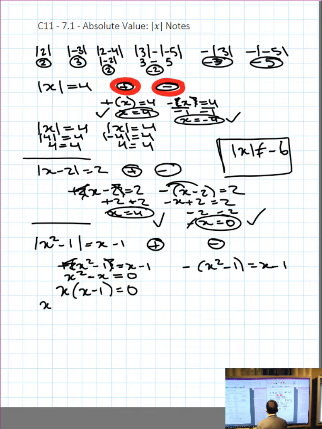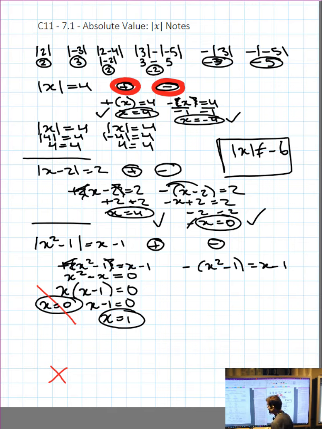Setting our factors equal to 0 separately. Solving. Adding 1 to both sides, x equals 1, solving, and then taking them, putting them back into the question. Now, as you can see in the notes, on the bottom left, when we put 0 in for x, it did not work. So we reject x equals 0. And it worked for 1, so check mark. Okay, negative case.